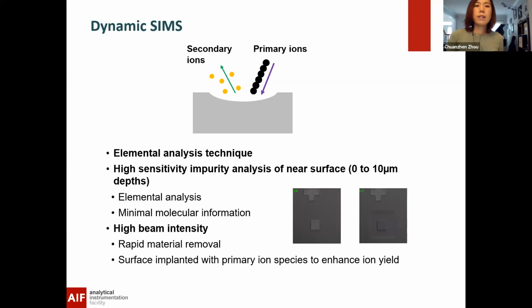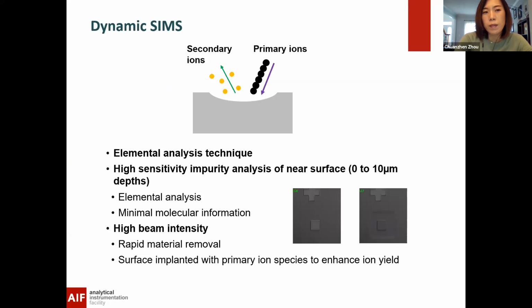All right, so let's talk about some definitions of SIMS, dynamic SIMS versus static SIMS, because a lot of times it is kind of confusing. When people talk about TOF-SIMS, they often think of it as, because TOF-SIMS was initially designed as a static SIMS, and then gradually they added a dynamic sputter gun so that we can also use it as a dynamic SIMS.